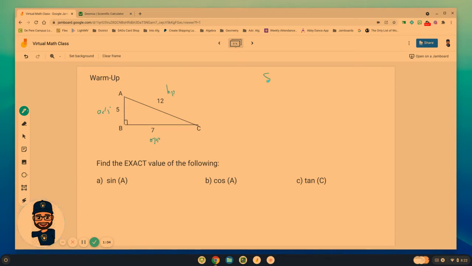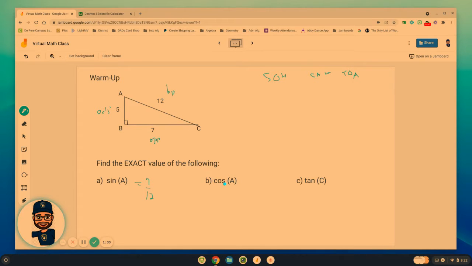Now we have to remember this acronym. So, SOH CAH TOA. Because this acronym helps us to describe what ratio we're looking for. The sine of A. Sine stands for opposite over hypotenuse, or 7 over 12. The opposite over the hypotenuse.